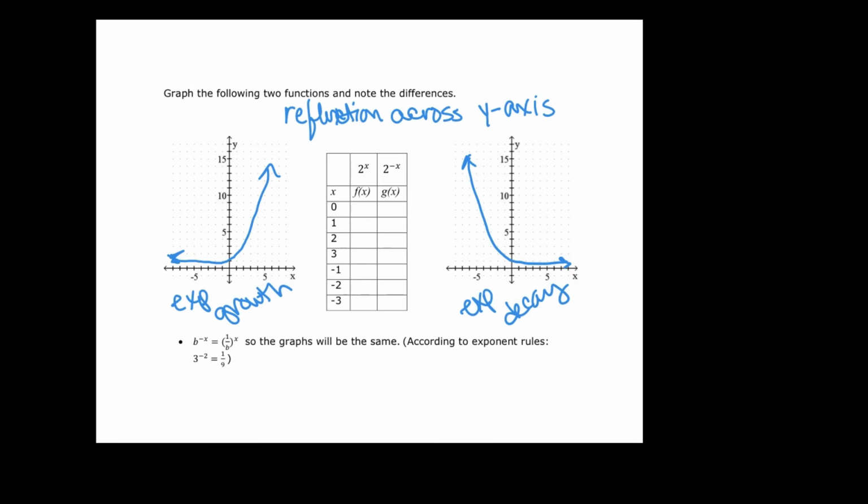Also what you need to know is that 2 to the negative x, it's kind of a little hard to see, is the same thing as 1/2 to the x power. That's because of our exponent rules. Whenever you have a number that's raised to a negative exponent, it's the same thing as putting it in the other half of the fraction. And that applies here as well. So 2 to the negative x is the same thing as 1/2 to the x power. And both instances are going to be an exponential decay situation.